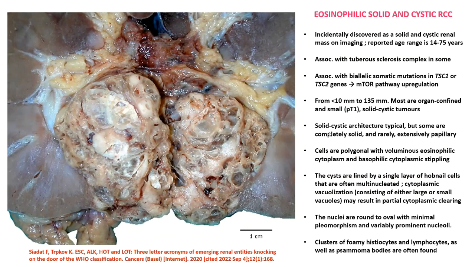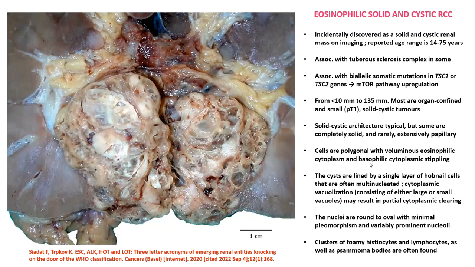The cells, by definition, are polygonal, large, with voluminous eosinophilic cytoplasm with coarse basophilic cytoplasmic stipples. That's one important point. And sometimes you can also make out the presence of vacuoles within the cytoplasm of the cells, which could be either large or small, which can result in a slightly cleared appearance of the cytoplasm. Nuclei are usually round to oval, and pleomorphism is not well appreciable. And these large cells usually line the septae, because as I have said, it's a cystic solid tumor.